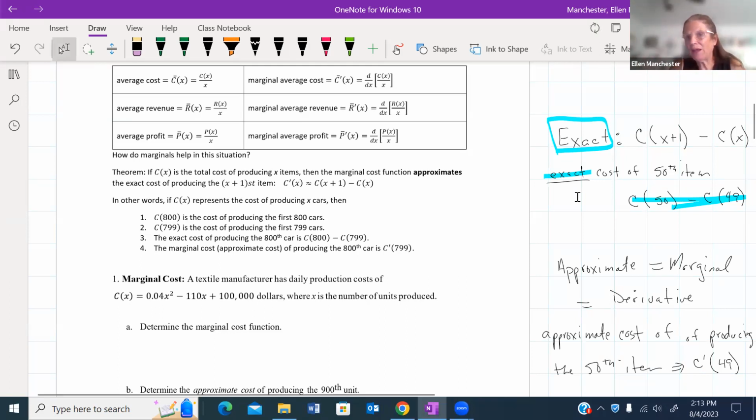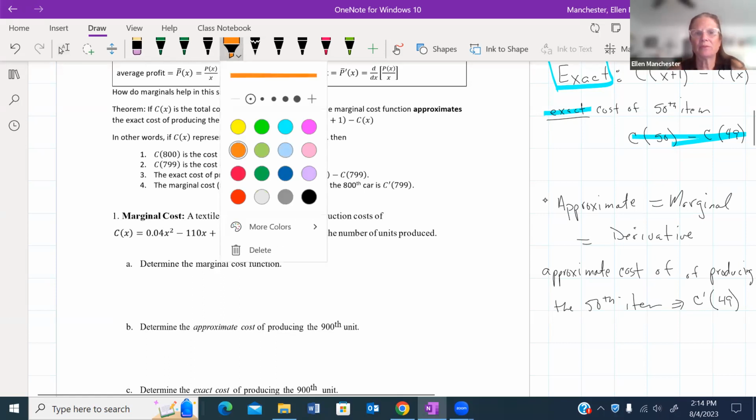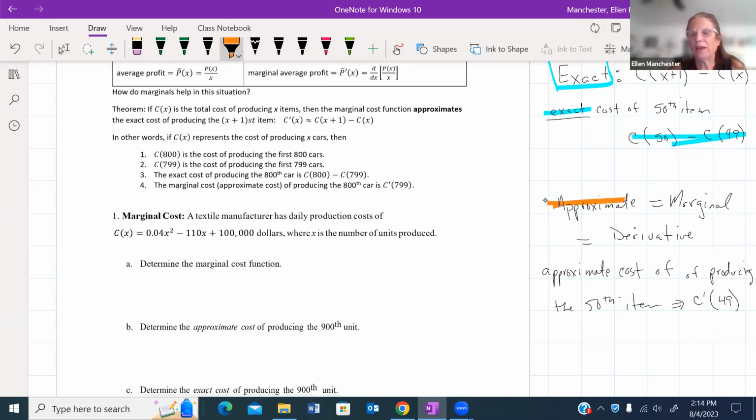Mathematically, you have to know what you're doing with these two, so that you know when to use each. Okay, so approximate is you take one number underneath, because remember you're approaching the 50th. You're not quite there yet. That's why we have to find the derivative at the 49th, because you're not quite to 50. You're almost to 50, but not quite. And that's just an approximate cost.